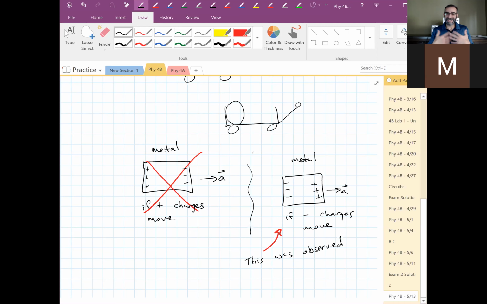These are just side anecdotes to tell you how we figured out, because you were probably wondering, how did we figure out which charges were moving in the circuit, the electrons or the protons? So I was just trying to shed some light on this.